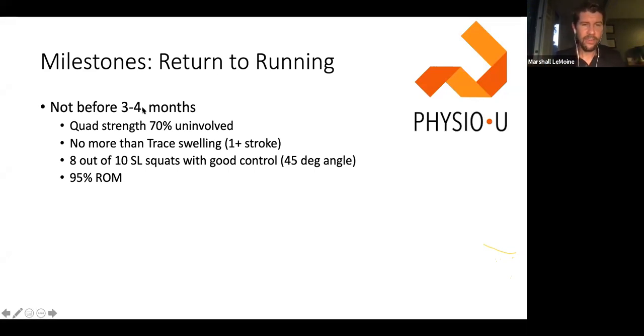So, however, before they run, these are the milestones they should meet. So quad strength, 70% of the uninvolved, right? No more than trace swelling. That would be the 1+ on your stroke. They can do 8 out of 10 single limb squats with good control to 45-degree angle, and they should have 95% range of motion. Of that 95% range of motion, what are you okay with being that 5% missing? Would you rather them have full extension and missing 5% flexion, or full flexion and missing 5% extension?